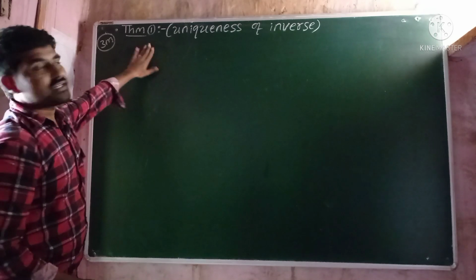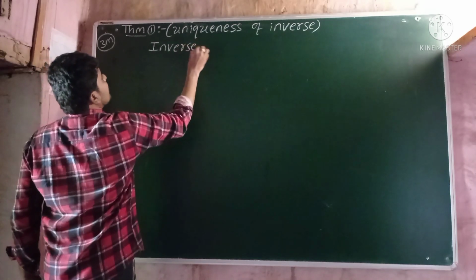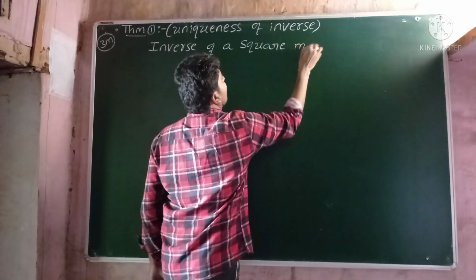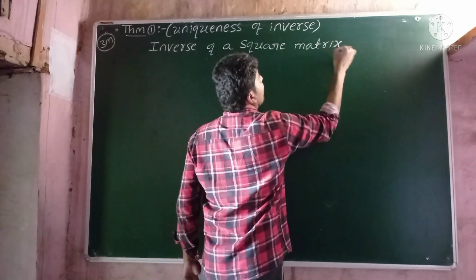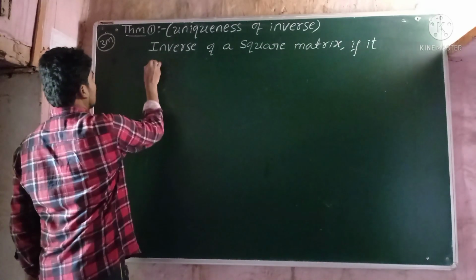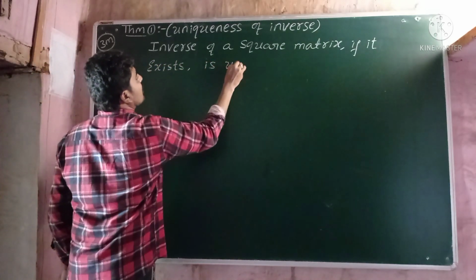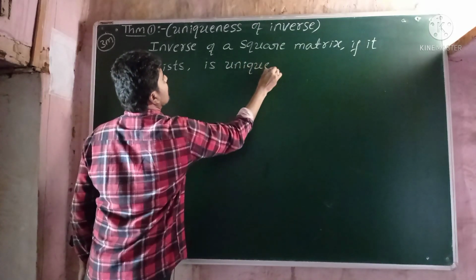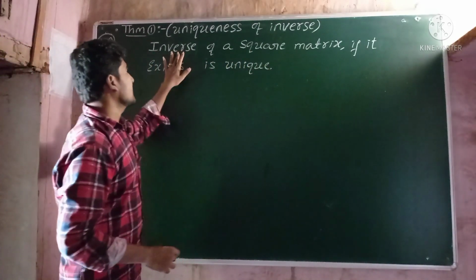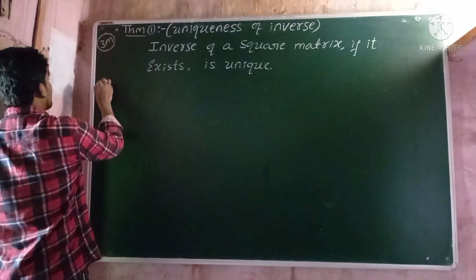And the statement of this theorem is: inverse of a square matrix, if it exists, is unique. So this theorem states that if a square matrix has an inverse, that inverse should be unique. Unique means single.